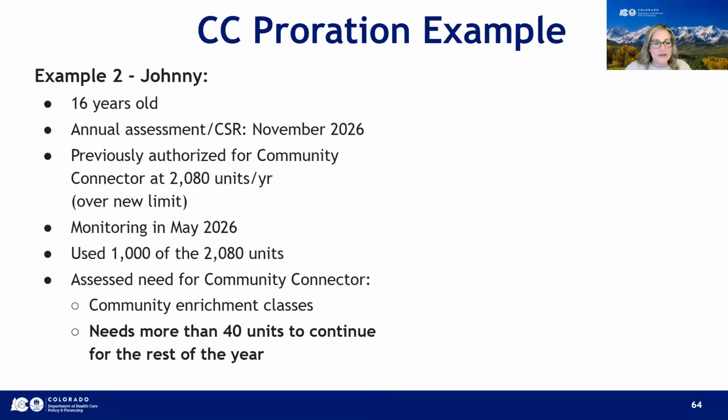We'll look at one more example here. This is Johnny. Johnny is 16 years old. His annual assessment is in November of 2026, which means his reduction needs to occur sooner than his continued stay review, and it's going to be at his monitoring. He was previously authorized 2,080 units of the service, and at his monitoring, he has used 1,000 of the units authorized. He has an assessed need for Community Connector. He does community enrichment classes and likes to volunteer. He's going to need more than 40 units to continue for the rest of the year.